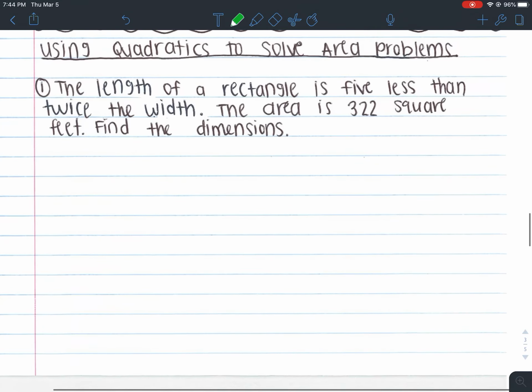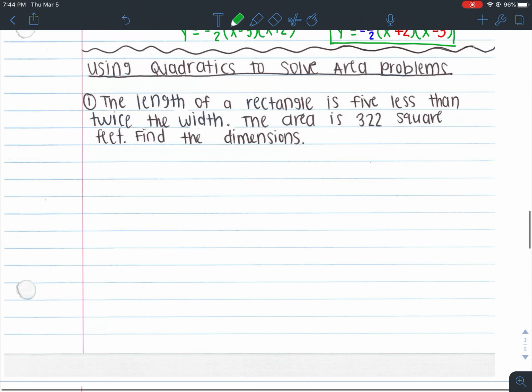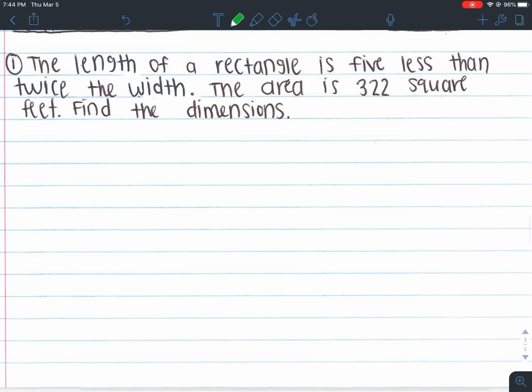So now I'm going to start the second section of the video, which is 2 parts. You will need a calculator to do these problems, and so if you don't have one, just make sure you're following along with what I am doing on my calculator. Okay, so number 1, the length of a rectangle is 5 less than twice the width. The area is 322 square feet. Find the dimensions. So the end goal here is to find the dimensions of the rectangle.